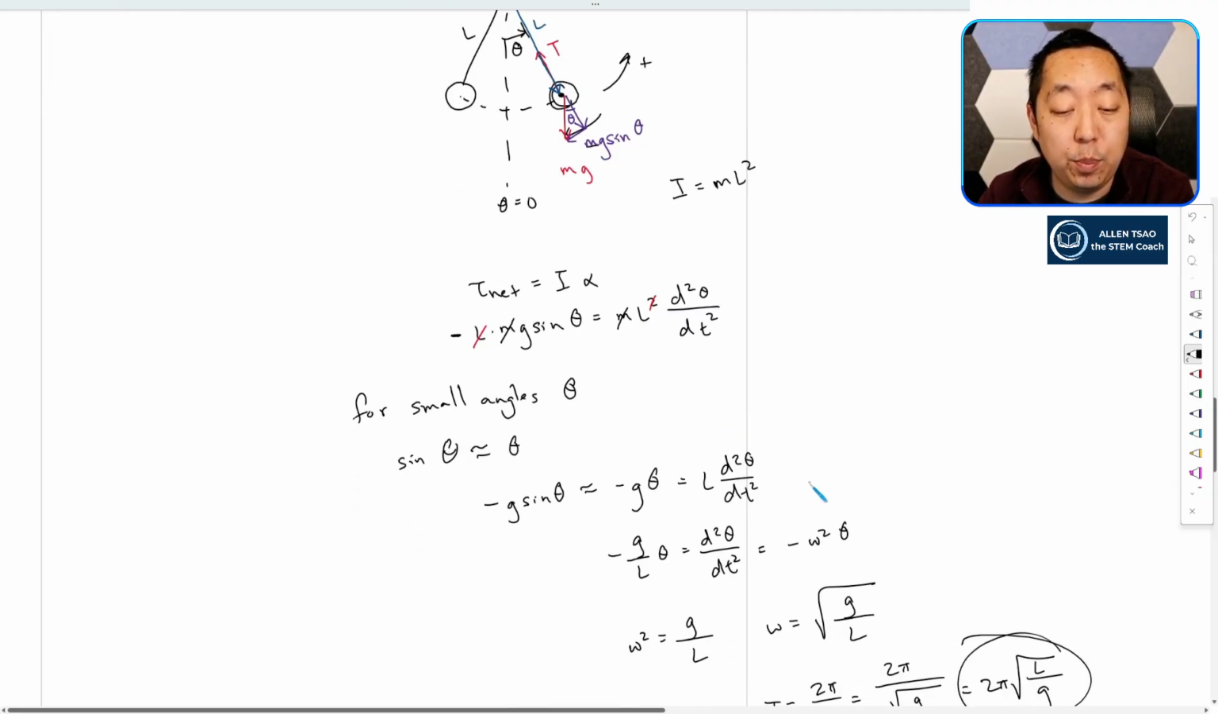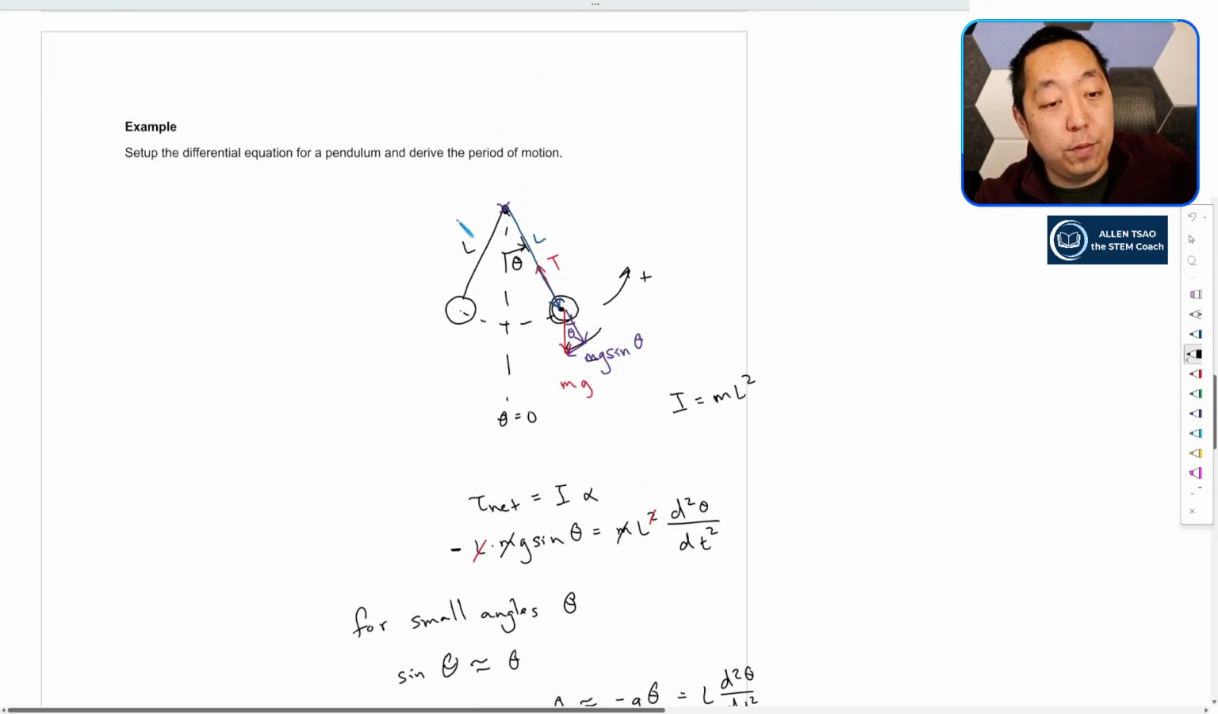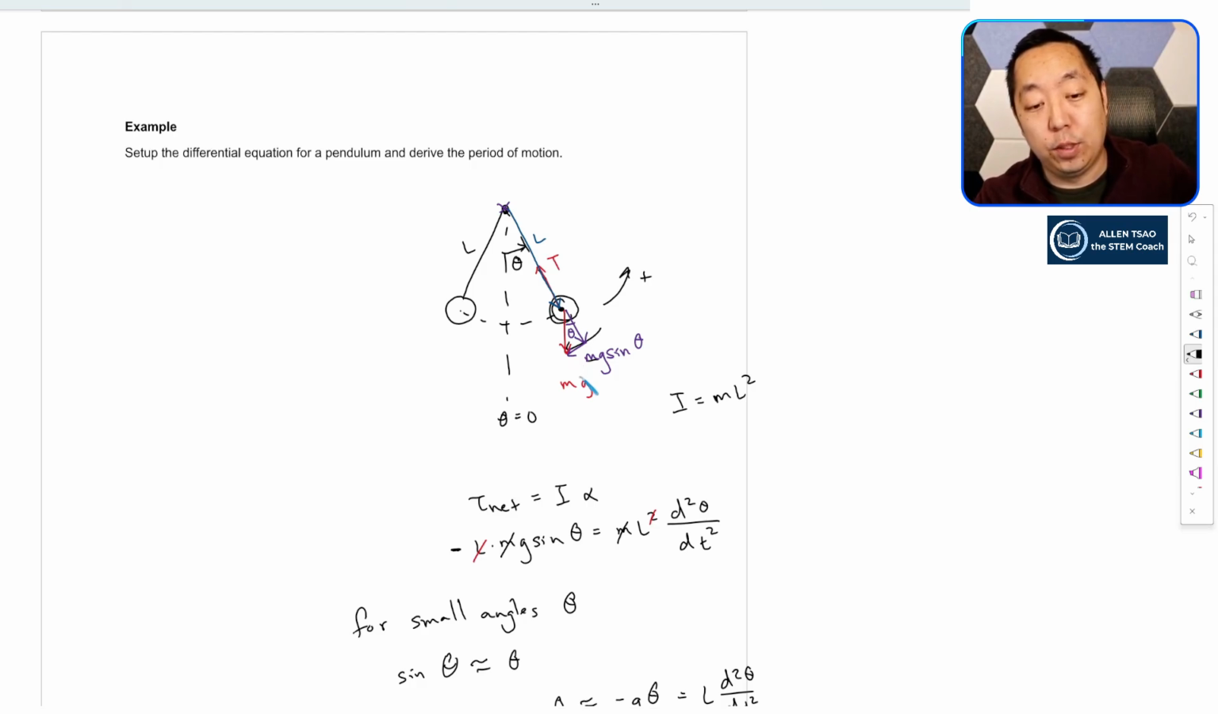Now, there's a tricky part here: sometimes if you put a pendulum in an accelerating reference frame, it can be a little bit different what this g is.